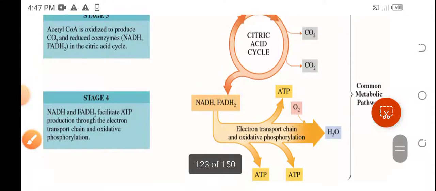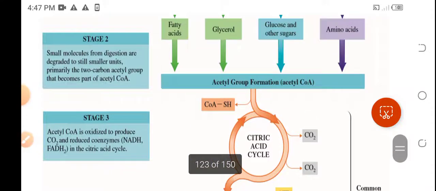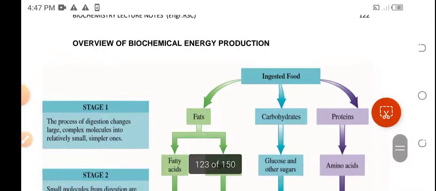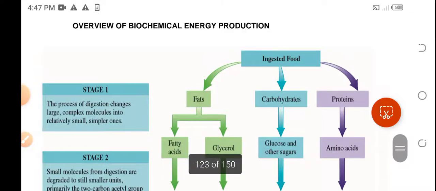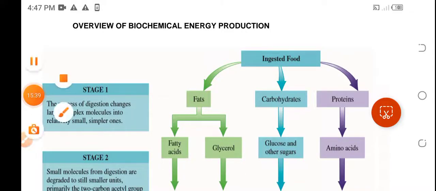Okay? So those are the 4 stages for our biochemical energy production.